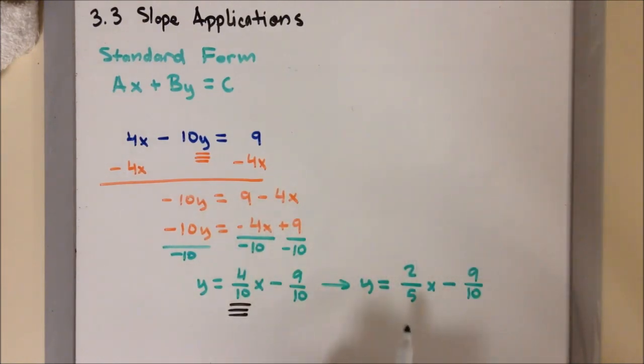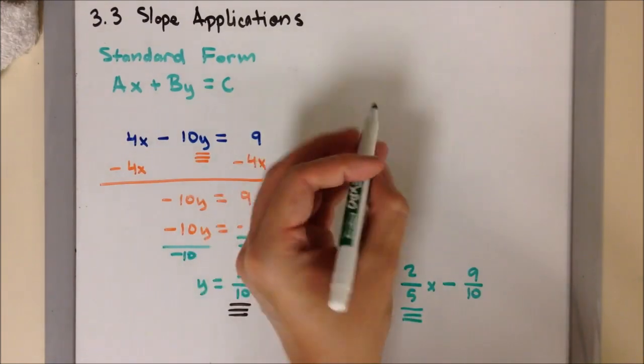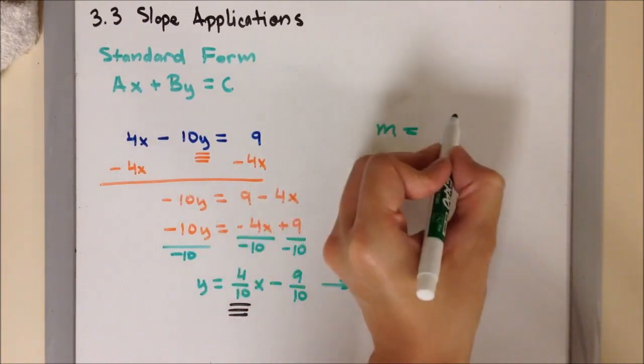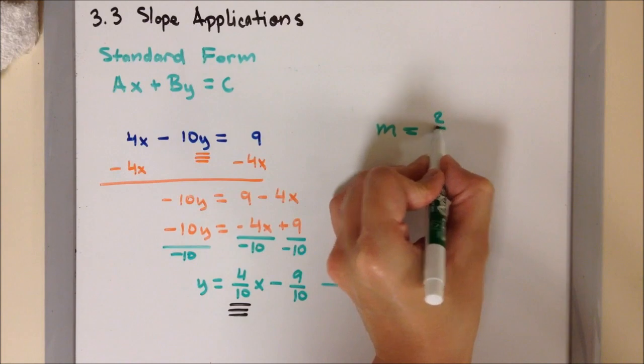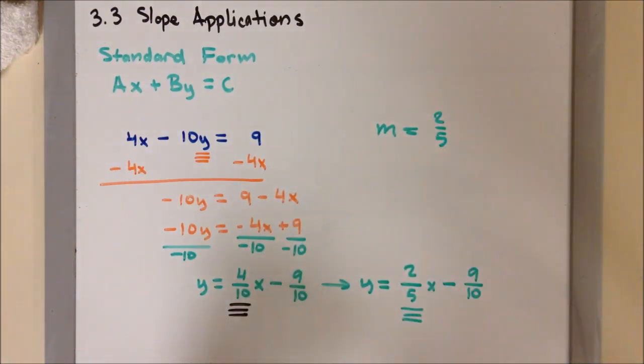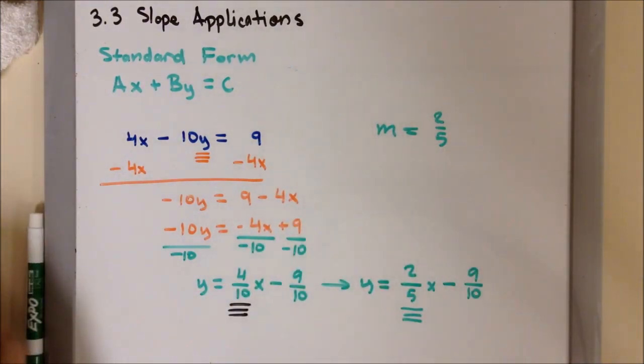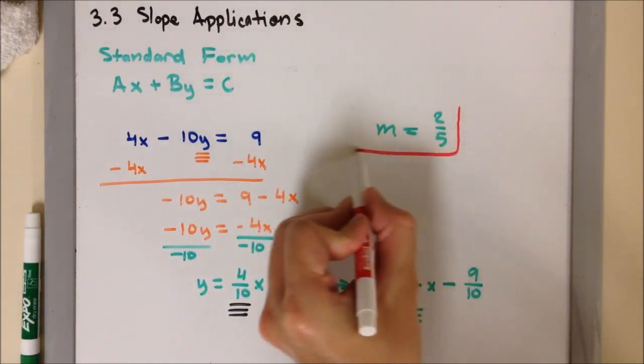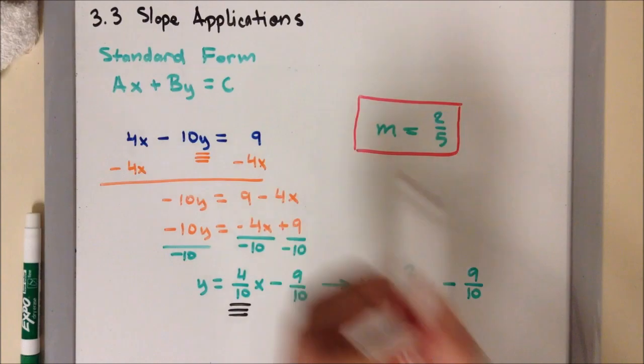So it's in slope-intercept form, and in order to find slope, it's just the number in front of x. So here's my number in front of x. My final answer is a simplified fraction, m equals 2 over 5. That will be my simplified fraction for the slope, positive 2 over 5, and my final answer.